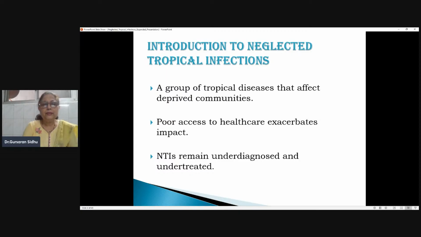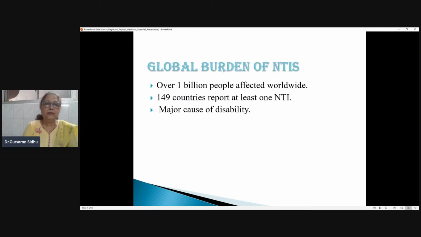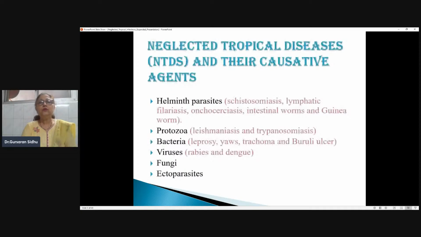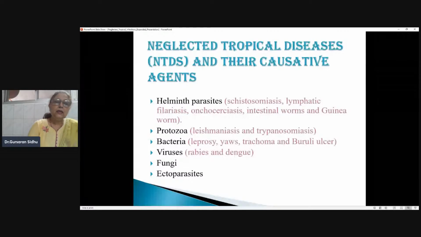Another big thing is they remain underdiagnosed and untreated. And it's a huge burden. Over 1 billion people are affected worldwide, and 149 countries report at least one NTI, as we call it, neglected tropical infection. And believe me, it's a major cause of disability. So, what are the causative organisms in the tropical areas? We can divide them mostly into helminths, protozoa, bacteria, viruses, fungus, and ectoparasites.